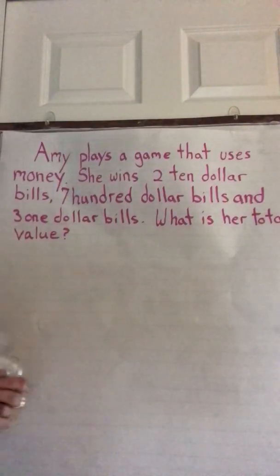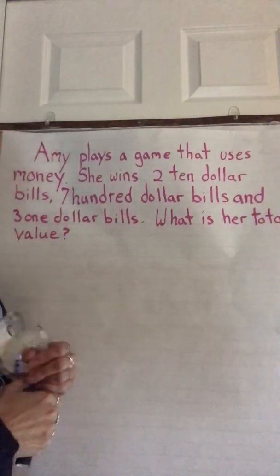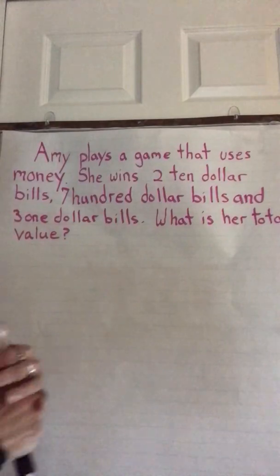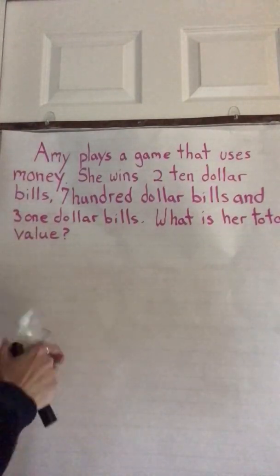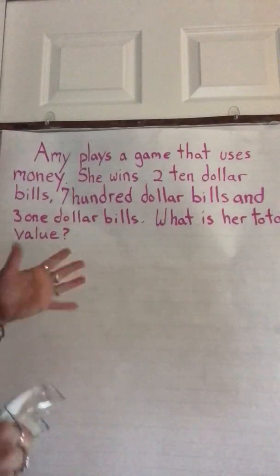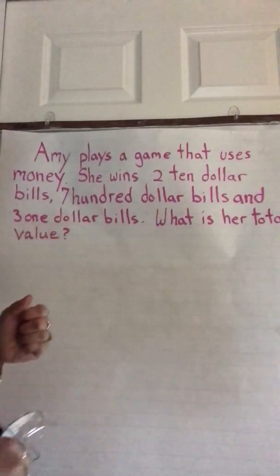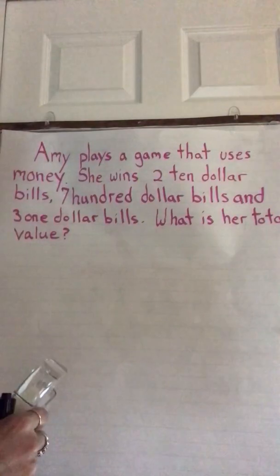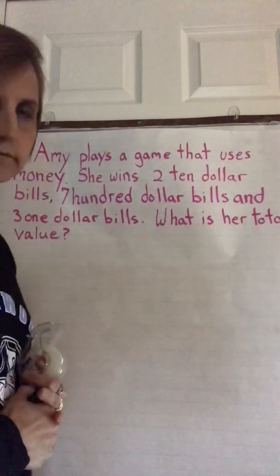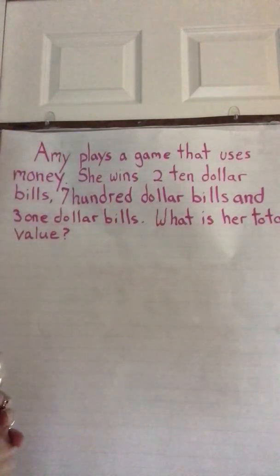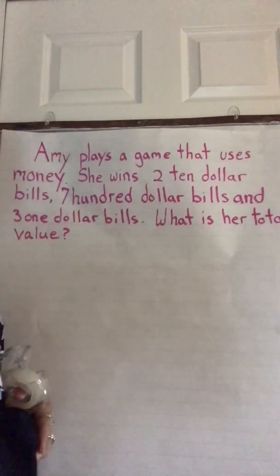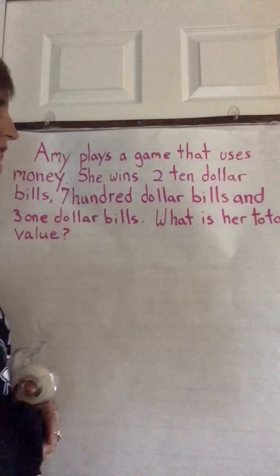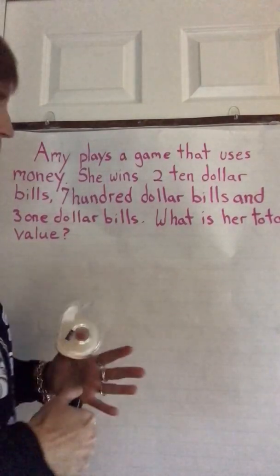So what is the problem about? If I could, I would ask one of you. But I'm going to have to do all the answering because you're not here with me to help. So the problem is about how much money Amy has altogether. When you put her 2 $10 bills, her 7 $100 bills, and her 3 $1 bills, they want to know money.